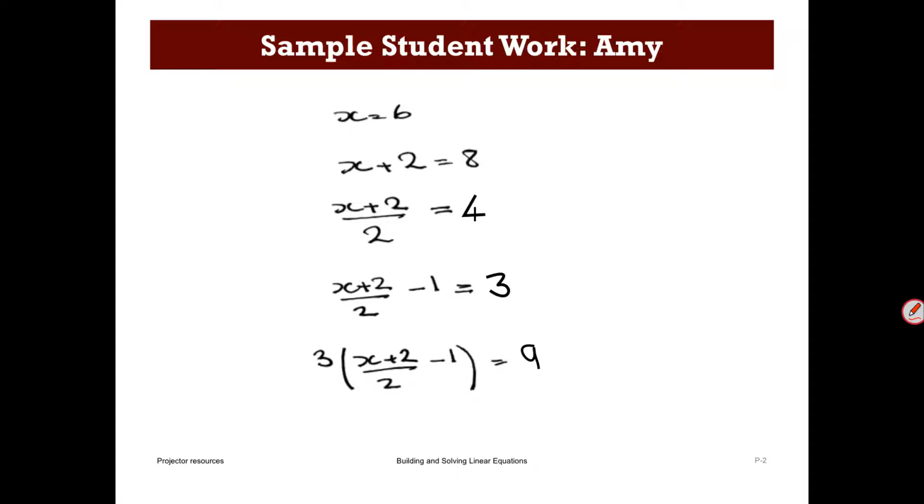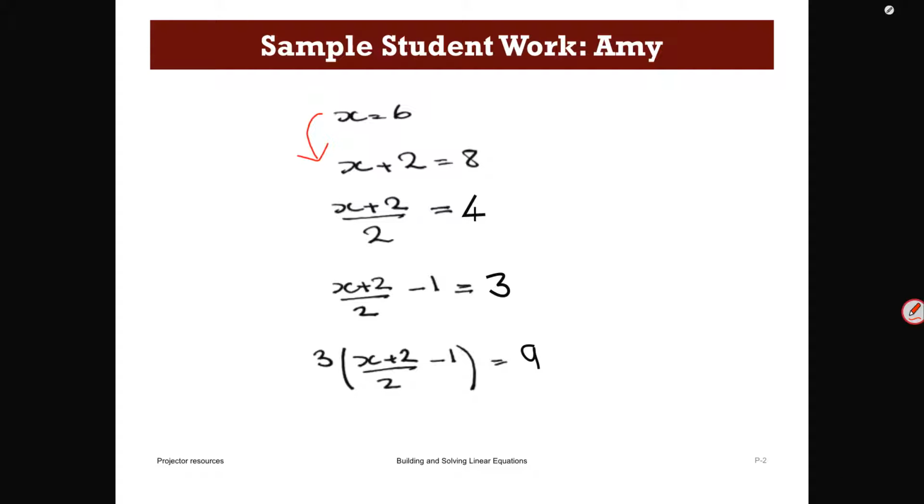Alright, so we're gonna go back up to the front. We're gonna look at Amy's work first. Can someone explain to me what Amy did in this first step right here? Yes. Add 2. She added 2. And if you notice, she didn't just add 2 here. She also added 2 here, right? Why did she do that?